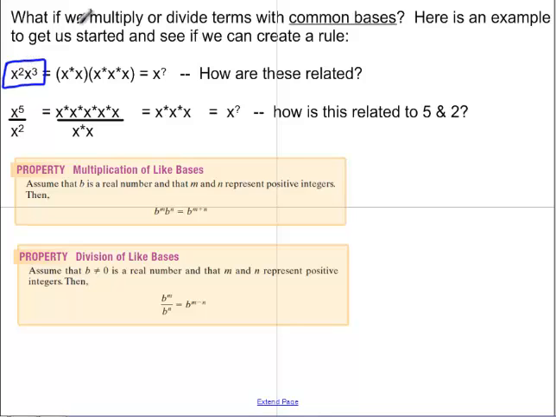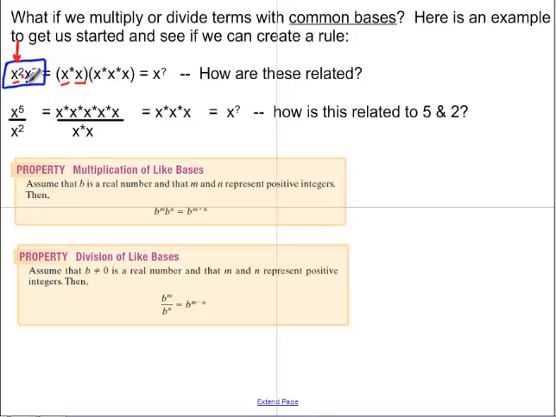If we remember our definition of x squared, x squared is going to be x times x, because remember our base is x. We're going to multiply x times itself 2 times, so that's the first term, the red term. x squared is x times x.